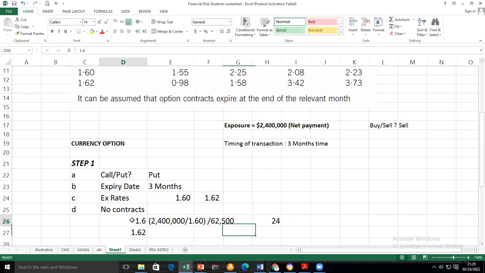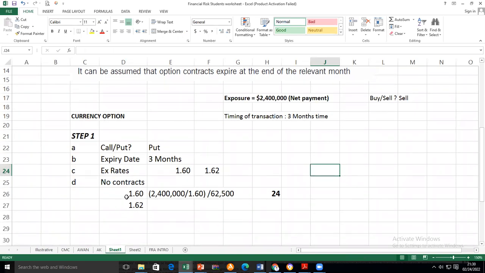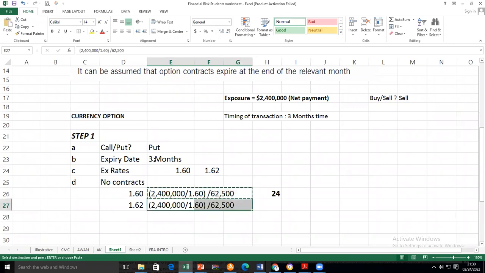24 contracts. So if you choose this price, you need 24 contracts. If you choose 1.62, how many contracts do you go for? Let's go. Can you tell me the number of contracts?